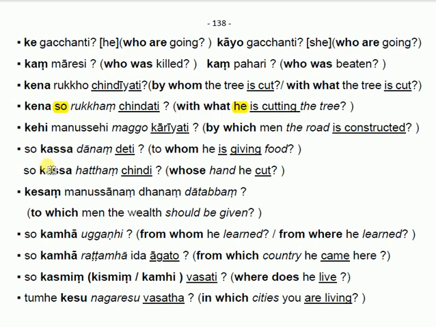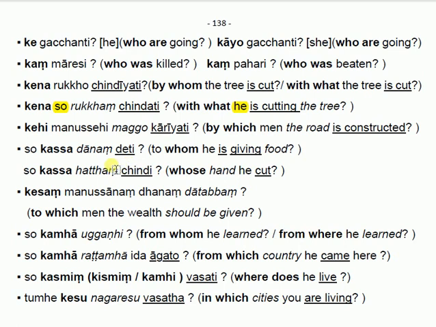Then dative case here, kassa. So kassa danang deti. So means he. To whom, must be highlighted here, these two. To whom he is giving food. To whom he is giving food. So danang deti. So he danang food deti is giving.